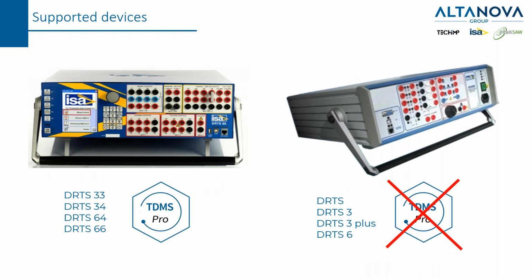TDMS Pro can work with the models DRTS 33, 34, 64, and 66. This means that it cannot be used with the previous versions of the DRTS. This means DRTS, DRTS 3, 3 Plus, and 6. These cannot work with TDMS Pro. These older models must be used with the previous platform that will be available also in the future.